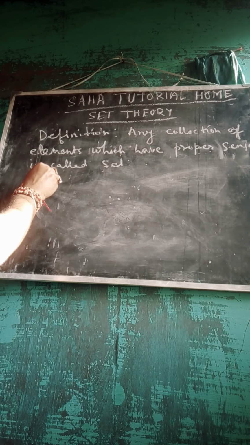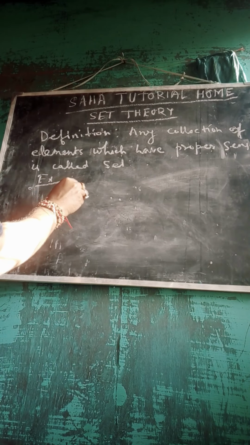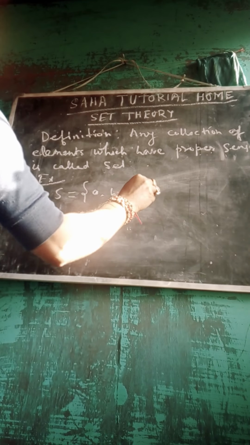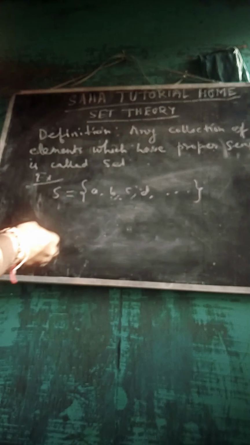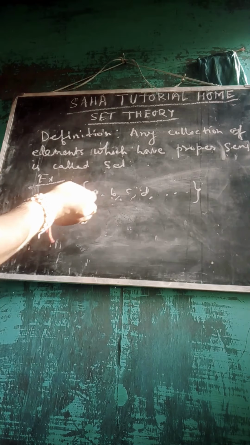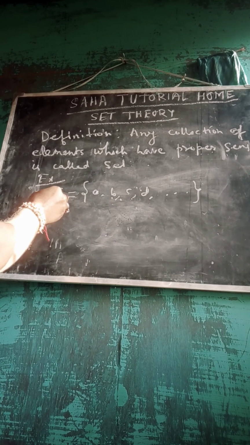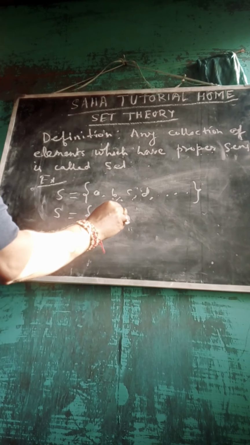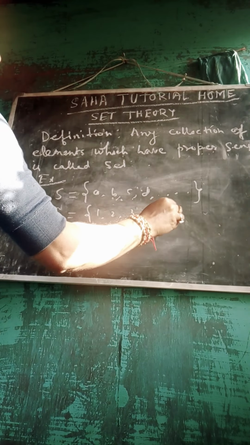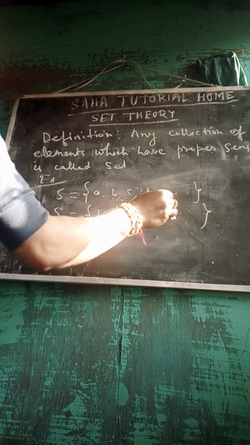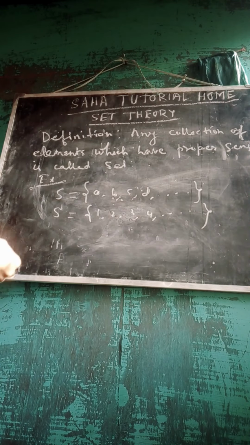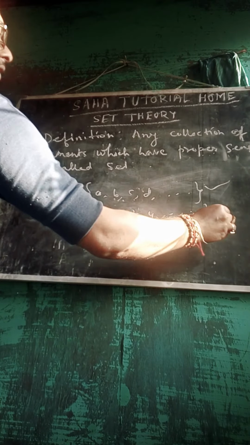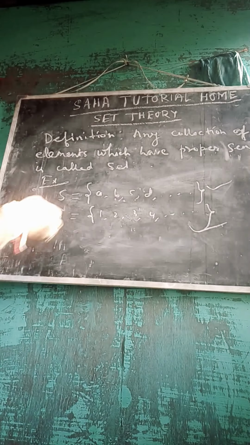Like, for example, S. We can take all the alphabets A, B, C, D, E, F, G as a set. Also, we can take all the natural numbers 1, 2, 3, 4, 5 as a set. You can look at this: this is a finite set, and this is an infinite set. So this is the definition of a set.